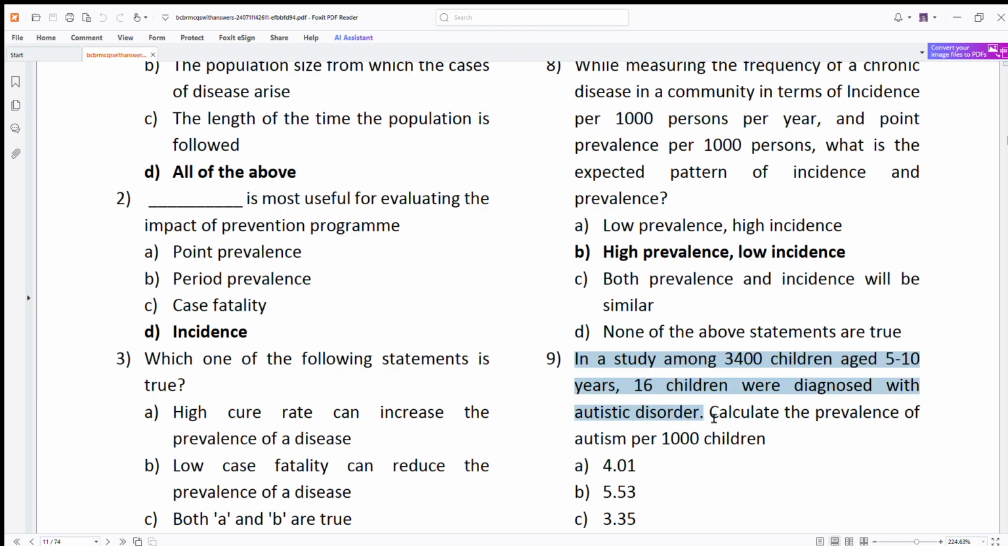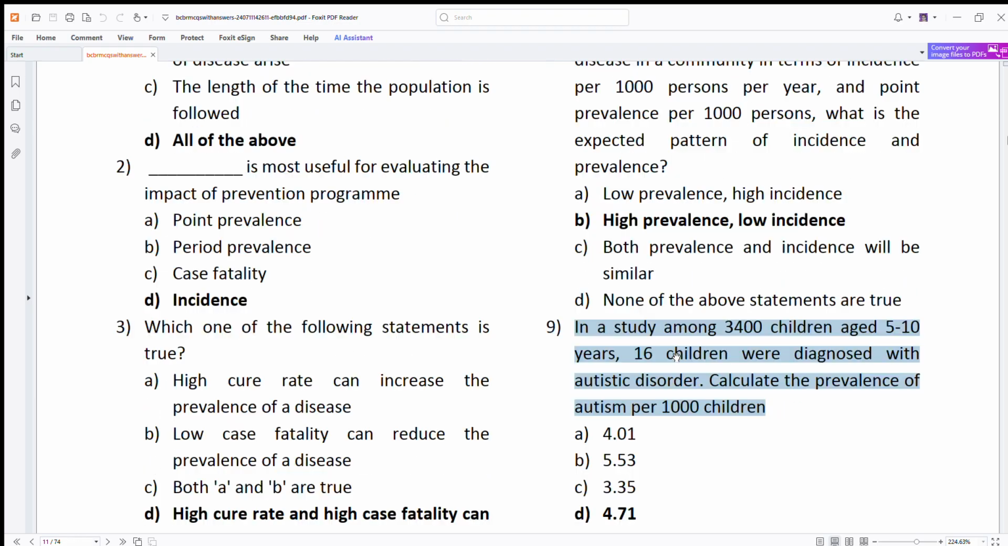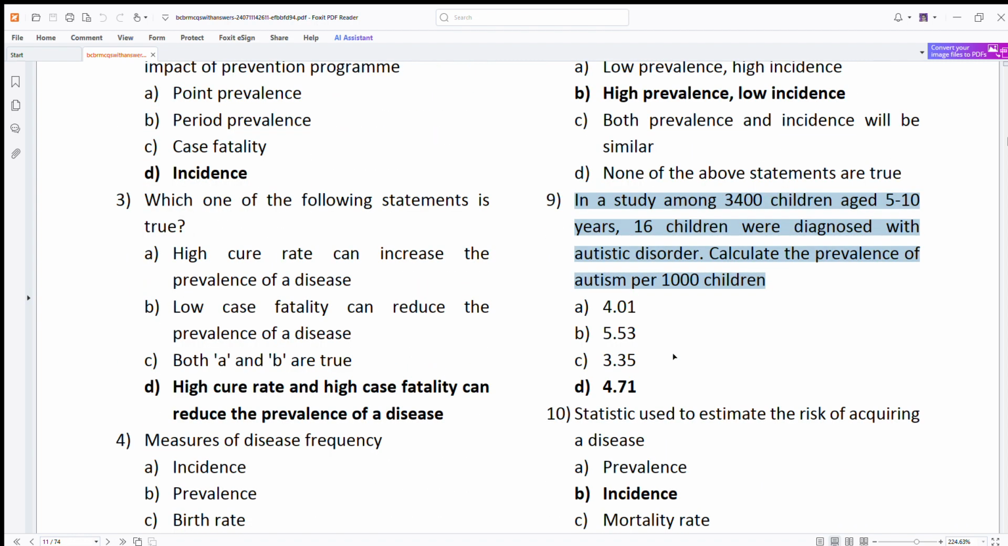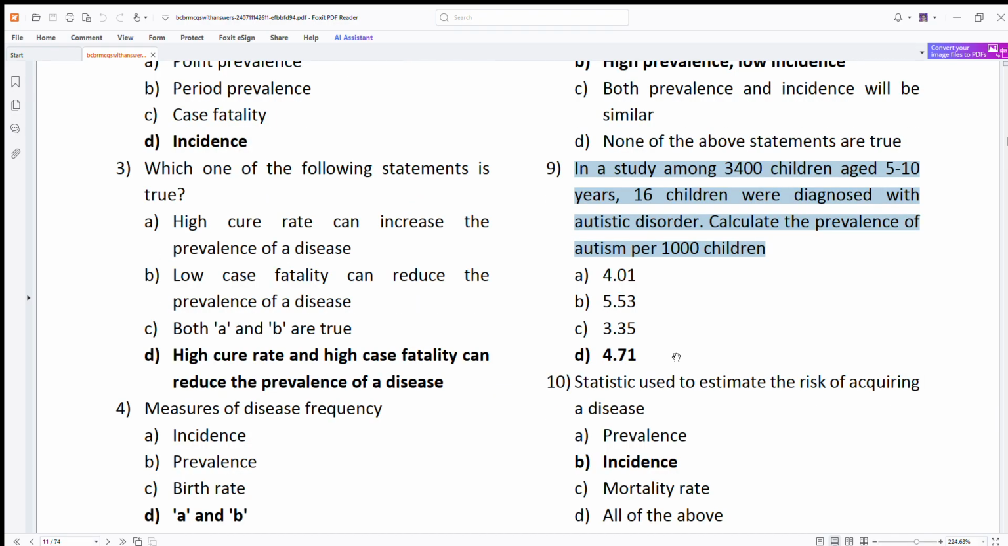Then in a study among 3,400 children aged 5 to 10 years, 16 children were diagnosed with autism. Calculate the prevalence of autism per 1,000 children. How will you calculate this? Okay, I'll just be telling you about this. There is a very simple formula to calculate it. I'll be telling you the formula shortly.